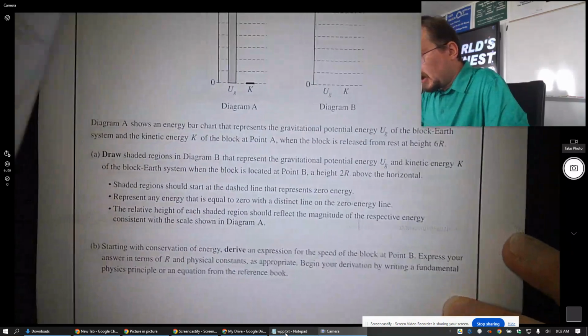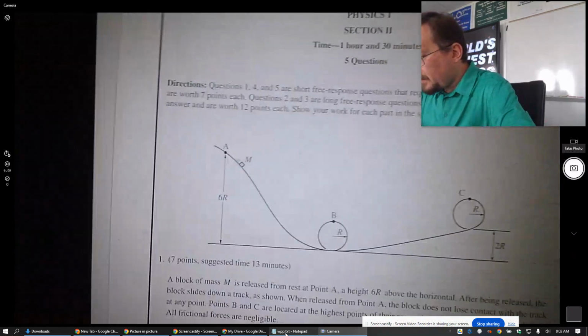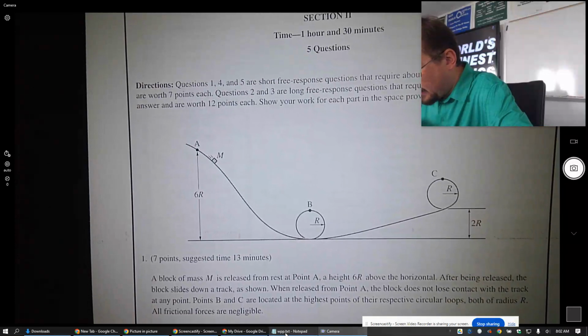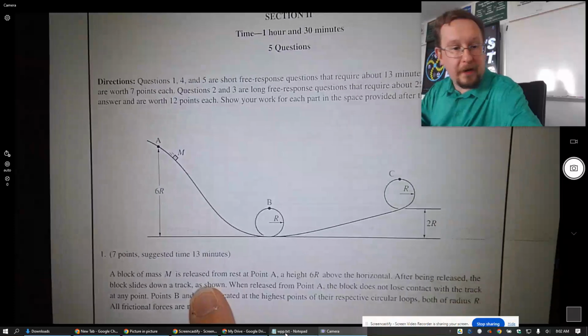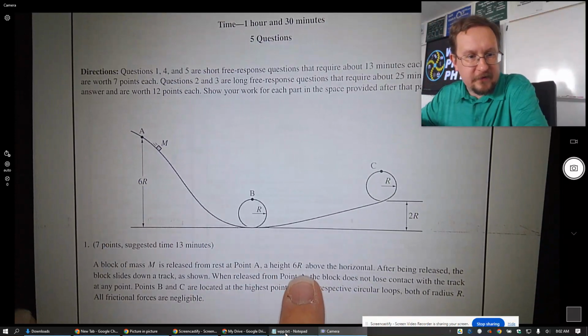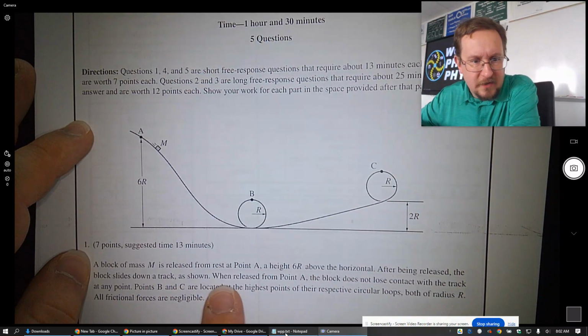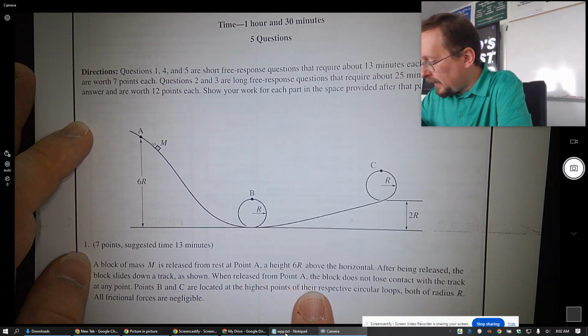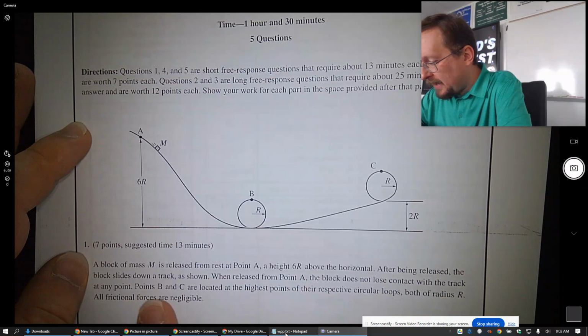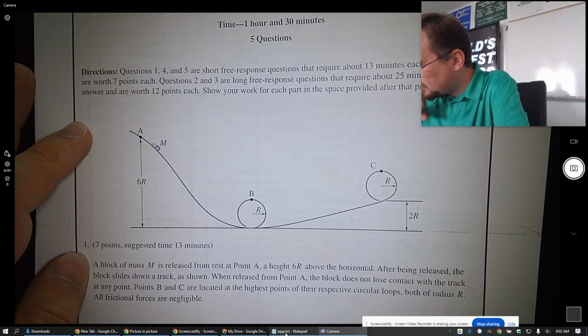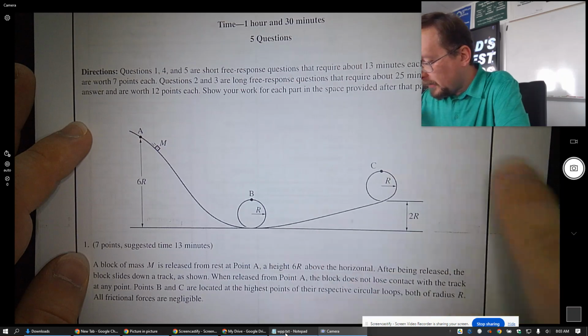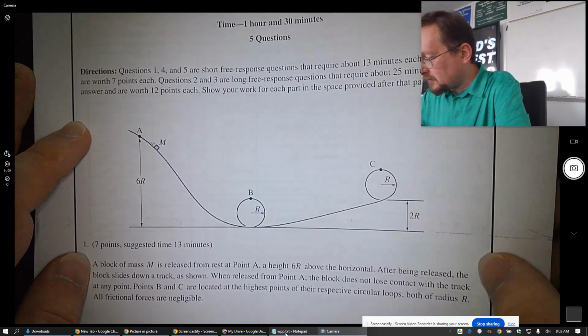Okay, so let's have a look here. What we've got here is a block released from point A, 6R. After being released, the block slides down a track as shown. And when released from point A, the block does not lose contact with the track at any point. B and C are located at the highest points of the respective circular ramps. Both the radii are R. All the frictional forces are negligible.